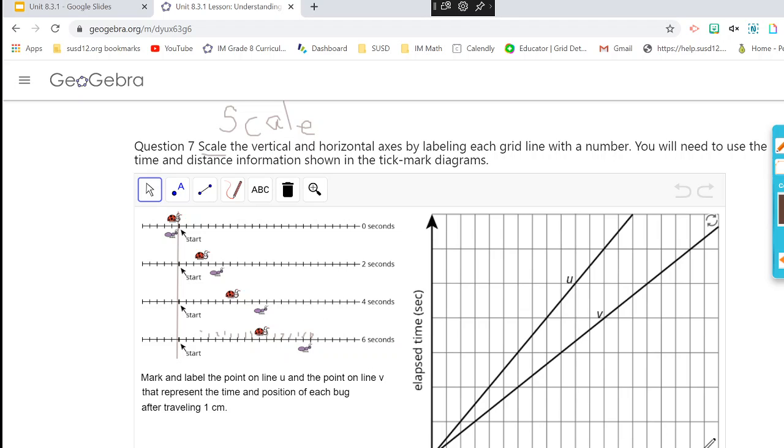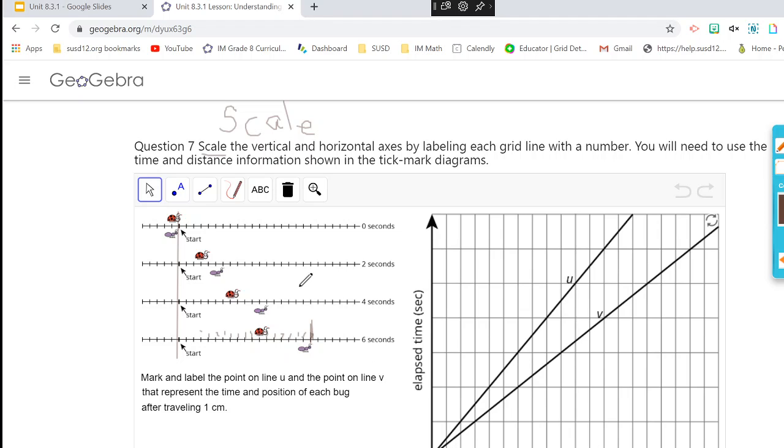So do we have enough marks here for a 1-to-1 scale? Let's count these. 1, 2, 3, 4, 5, 6, 7, 8, 9, 10, 11, 12, 13, 14, 15, 16, 17, 18. Okay, that will fit. So we have 18 centimeters here. We can fit 18 centimeters here. We don't have to double the scale or anything like that.